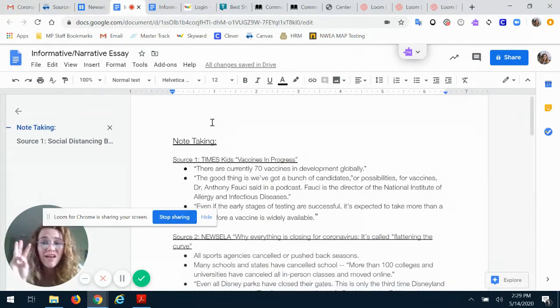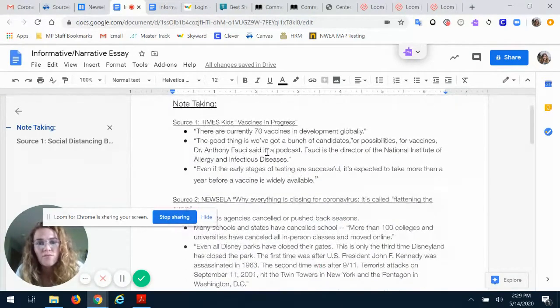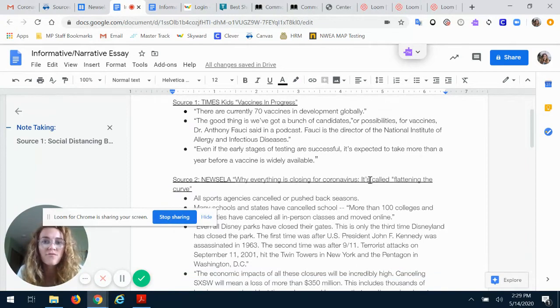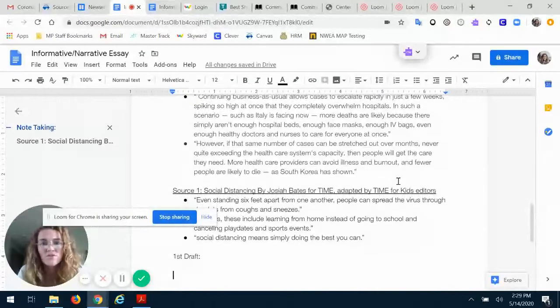So you should have at least 3 different sources. If you took more, excellent. My first source was about vaccines. So I kind of know that might be a topic that I want to talk about. My second source is about flattening the curve. And my third source is about social distancing.